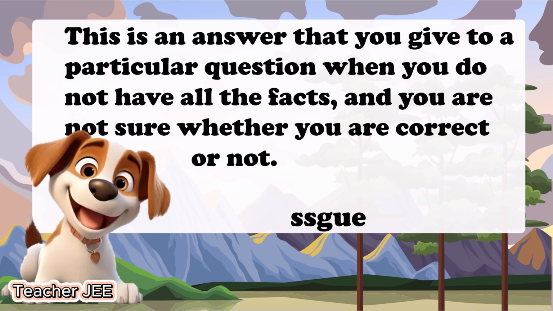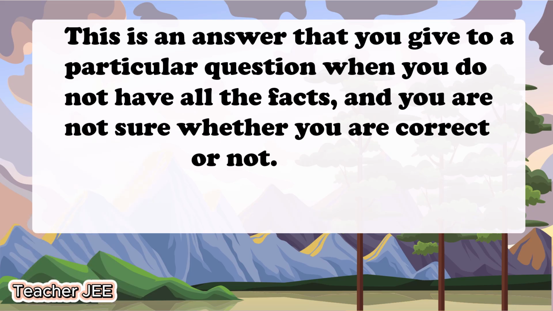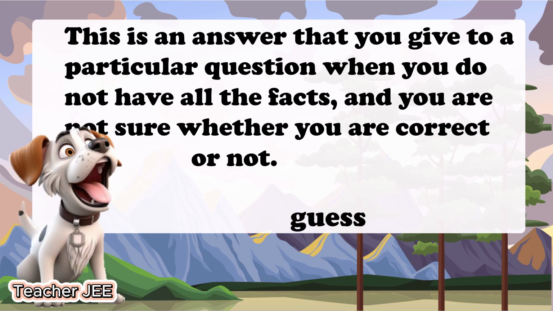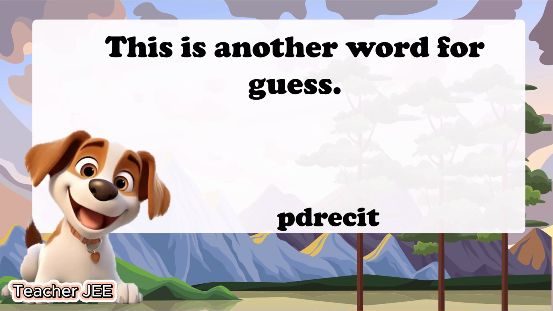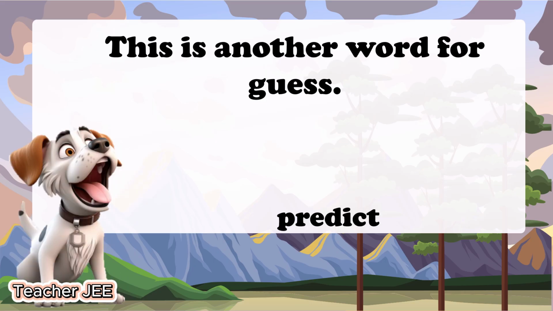What about this? This is an answer that you give to a particular question when you do not have all the facts and you are not sure whether you are correct or not. Do you have any idea what this word is? That's right. That is guess. What about this word? This is another word for guess. Correct. That is predict.